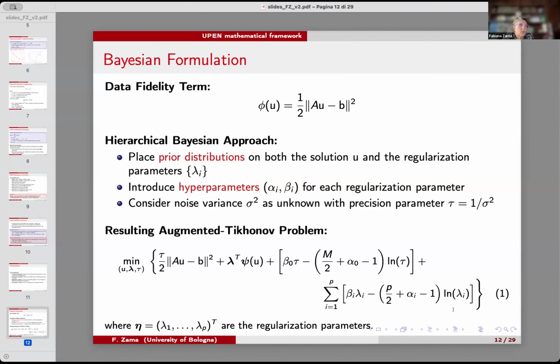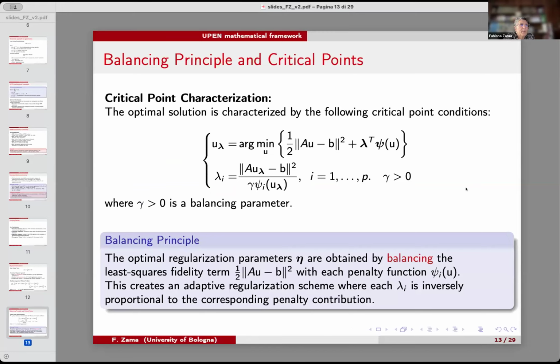We added these two terms, and these two terms allow us to define this minimization problem with respect not only to U, but lambda and also the noise. Then, through an involved procedure, we write the first order optimality condition of this Tikhonov function, and we obtain this system. This system is very similar to what our UPenn algorithm does, because you see that this system contains a setting of the regularization solution as the minimum of a function where the parameter lambda satisfies this equation.